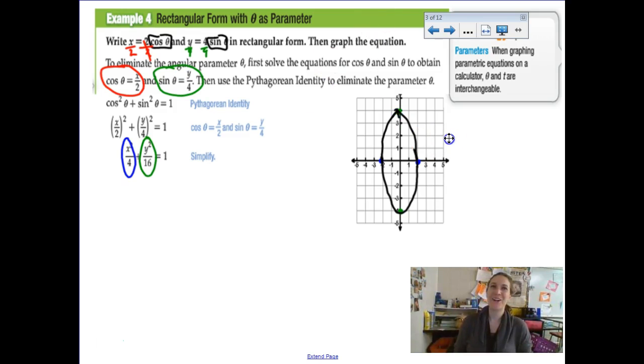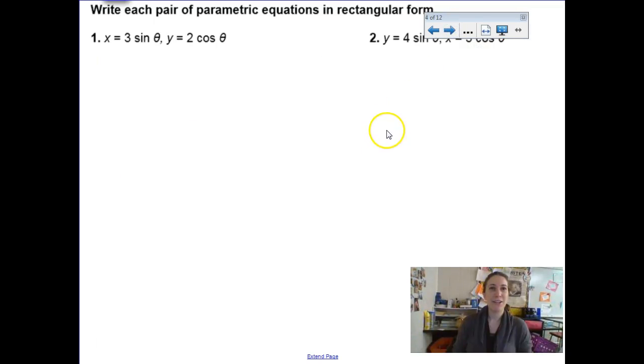So we just took our parametric equations that were in terms of the variable theta, we used some trig, and then we ended up with a very cool conic, and that would be us graphing it in rectangular form.